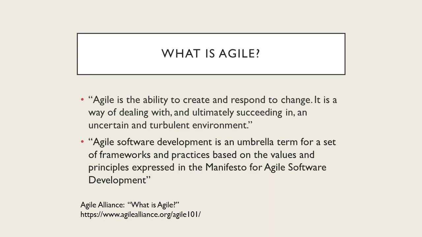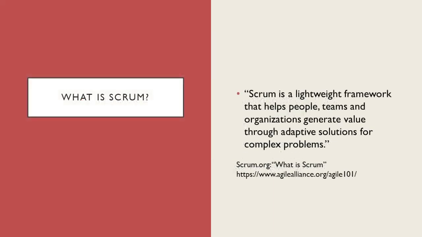The next portion of the definition notes that Agile is not necessarily defined as a single thing, but is a collection of frameworks and practices. Kanban, Scrum, and extreme programming are all implementations of the Agile umbrella. Scrum is one of the more popular approaches, and it is the one we will be focusing on in this course. So what is Scrum?